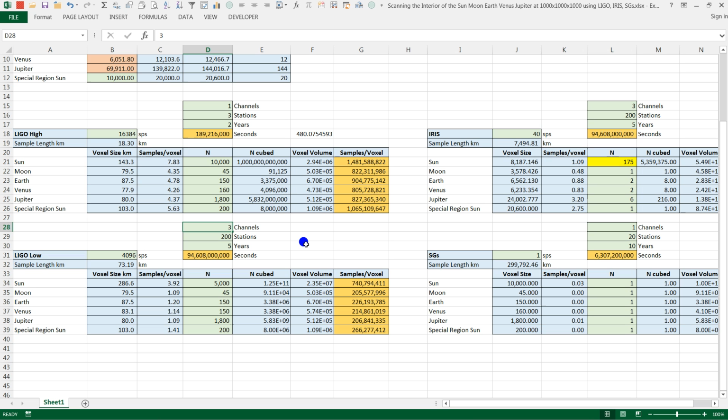Okay, so this is also 1 channel, 3 stations, 2 years. Did I get these right? See, D18. Oh, I do have that wrong. So this is 31. So this is D31. Thought it looked a little funny. Okay, still working on this.